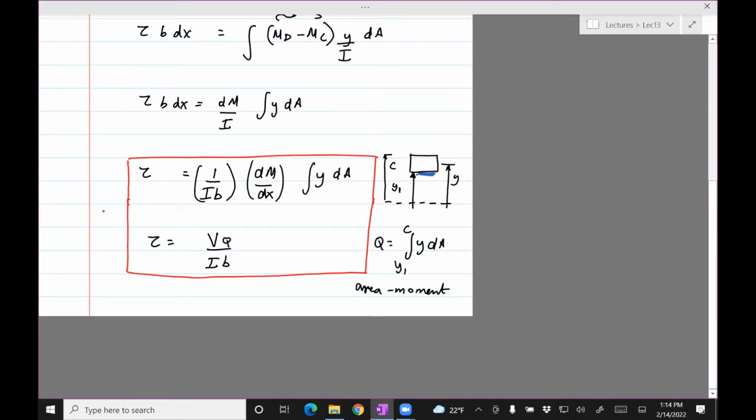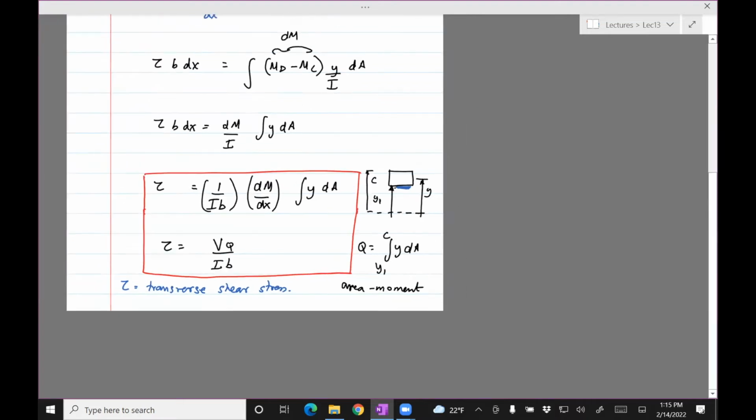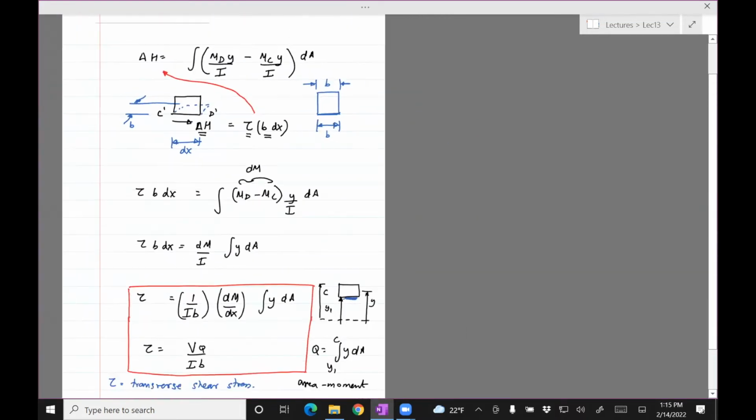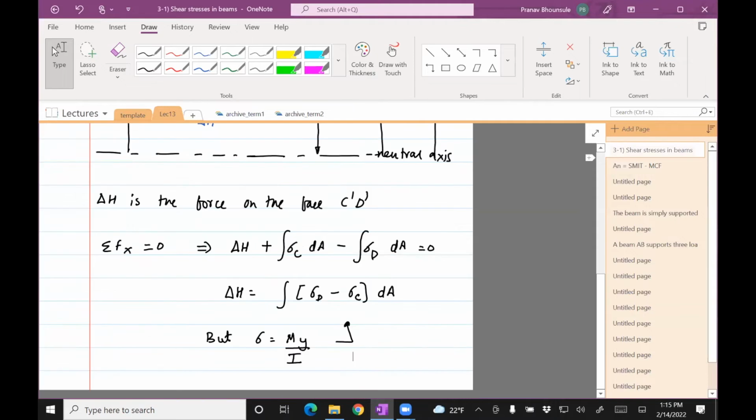Tau, the transverse shear stress. Yeah, question.